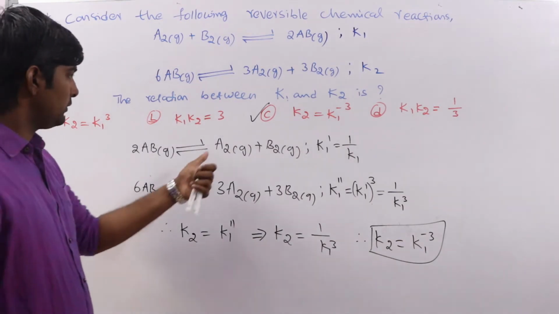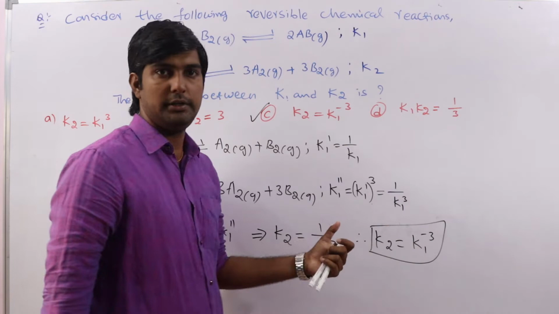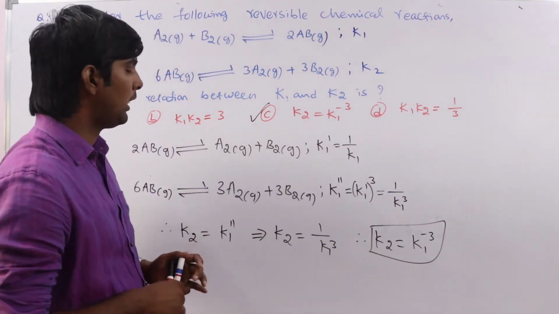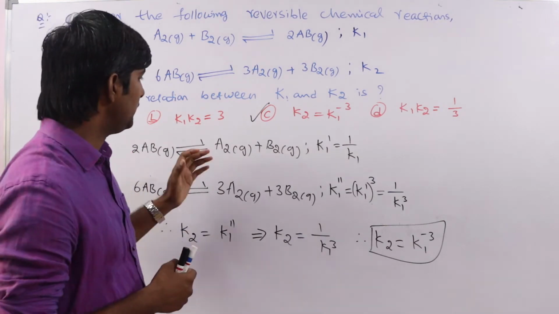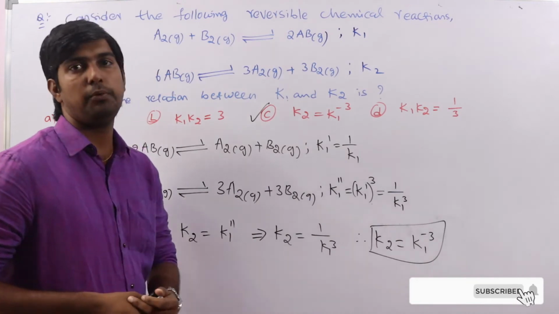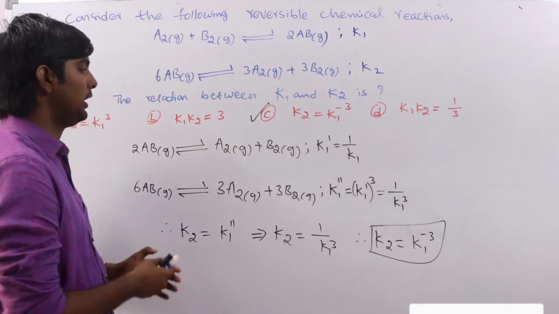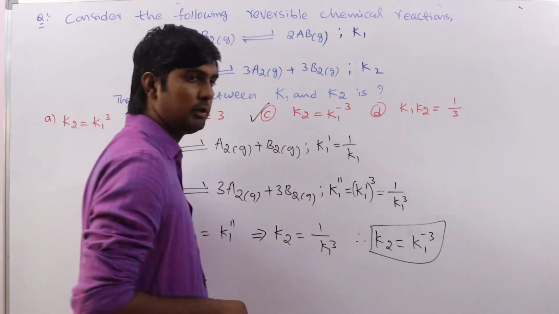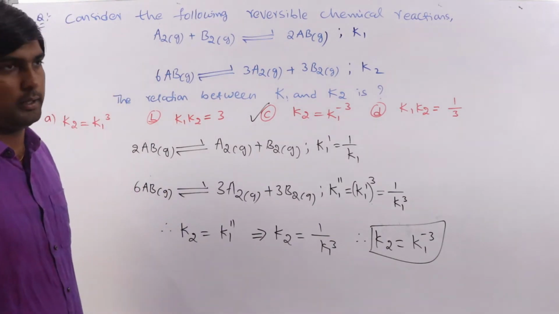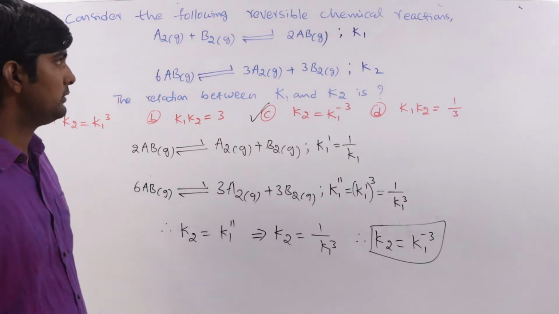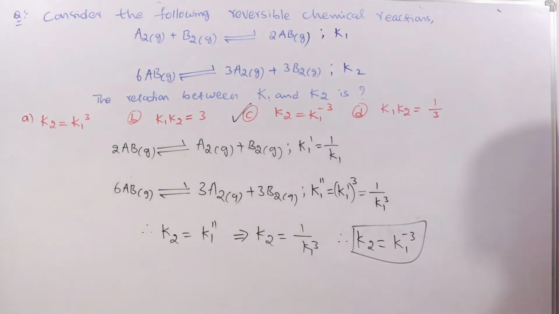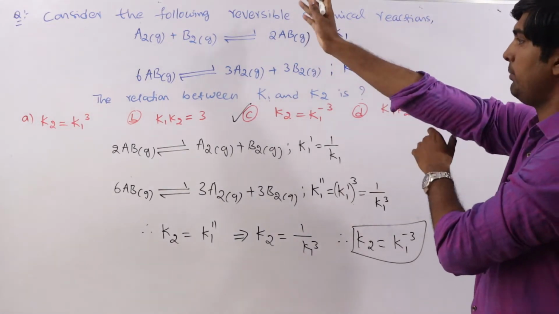Okay, so this is the procedure which we already discussed, a similar procedure in the previous question also. The only thing is that if a reaction is reversed, the new equilibrium constant will be the reciprocal. If a reaction is multiplied by a number, then the new equilibrium constant is the old equilibrium constant raised to the power of that number. In this way we can solve it, or you can solve it another way also, by writing the equilibrium constant expressions.